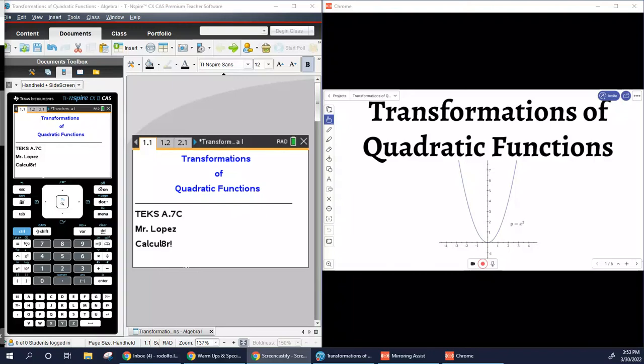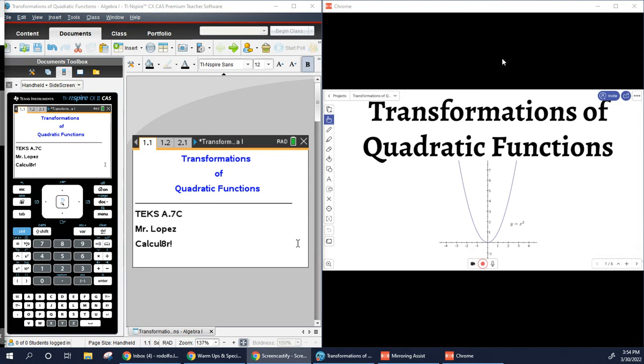Hi, welcome back. In this video, we're going to talk about quadratic functions and how we can change and manipulate them through different transformations. If you see here on the right, this is what a quadratic function looks like. It looks like a U, it's a parabola, and we're going to be adding to this equation, y equals x squared, and we're going to manipulate it.